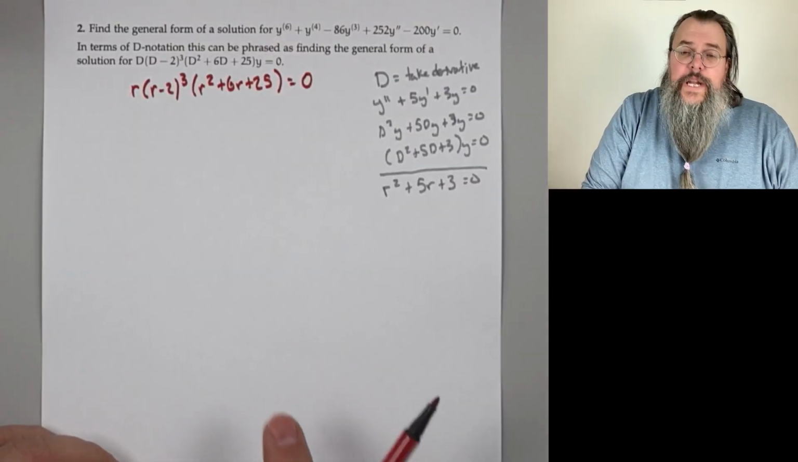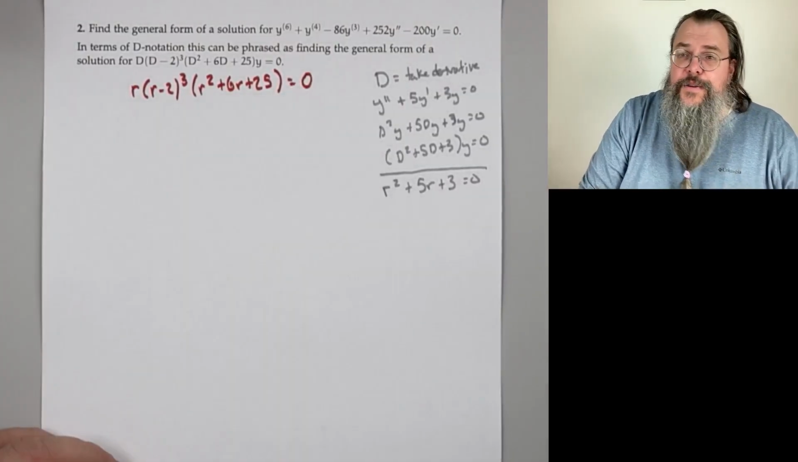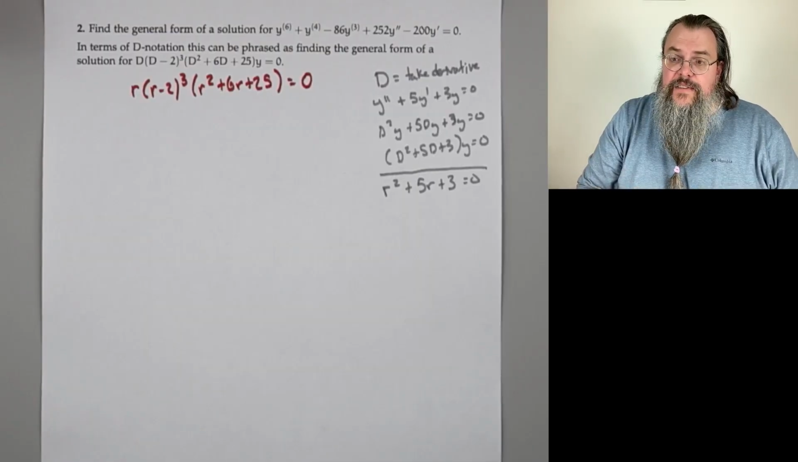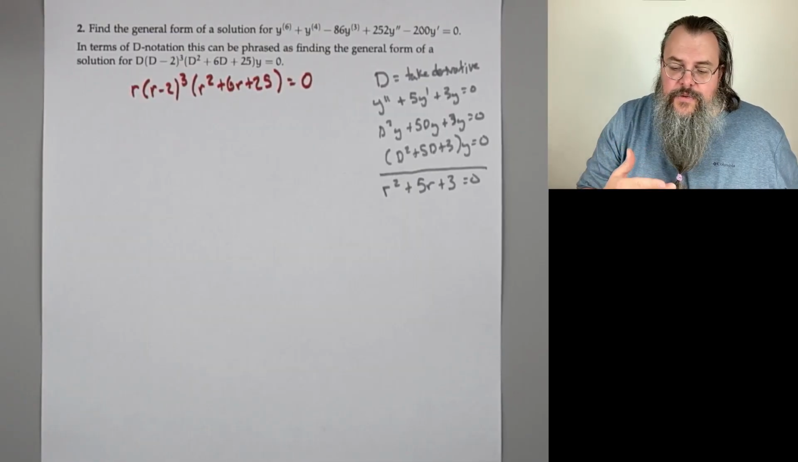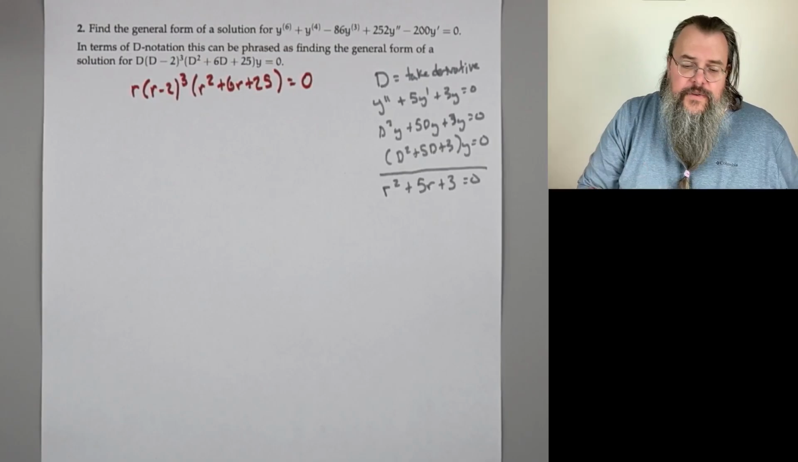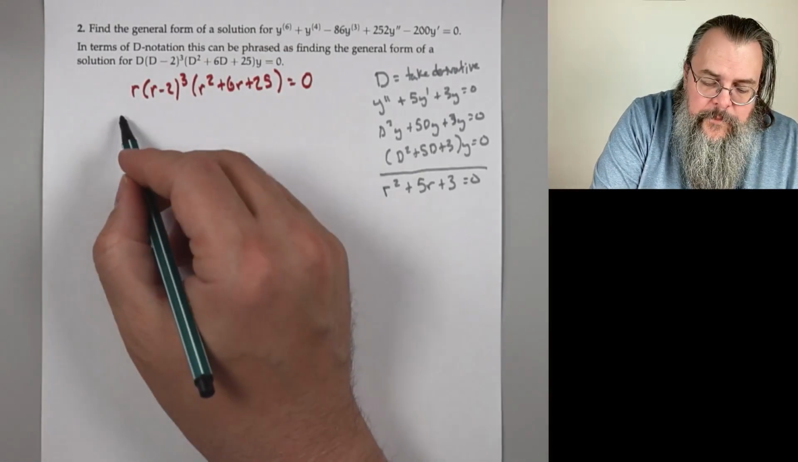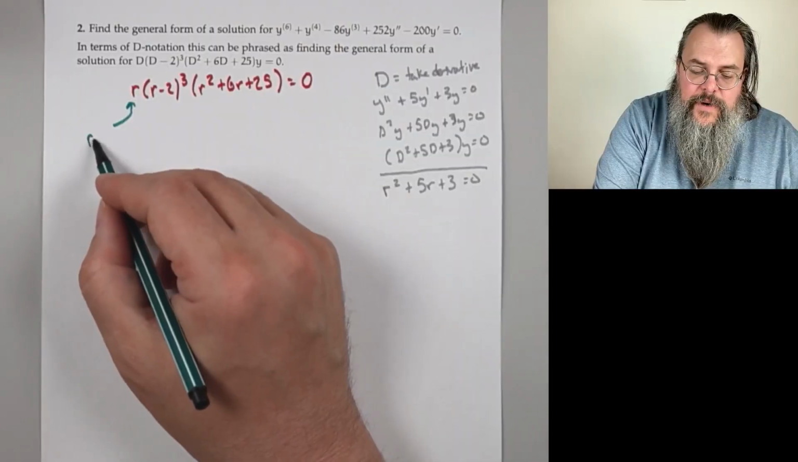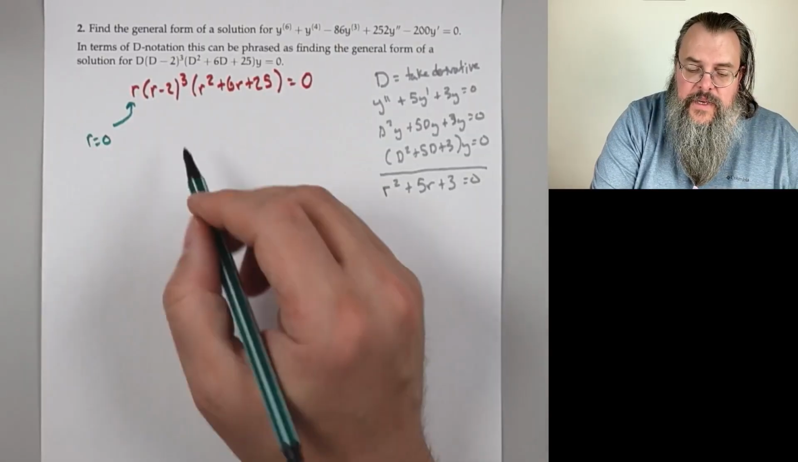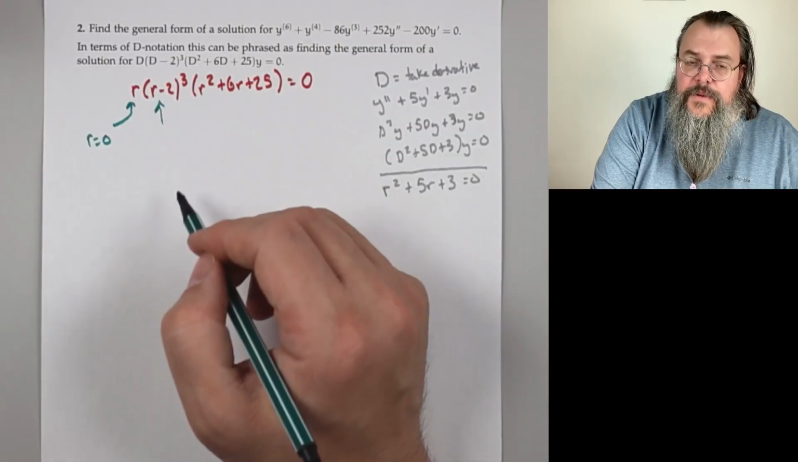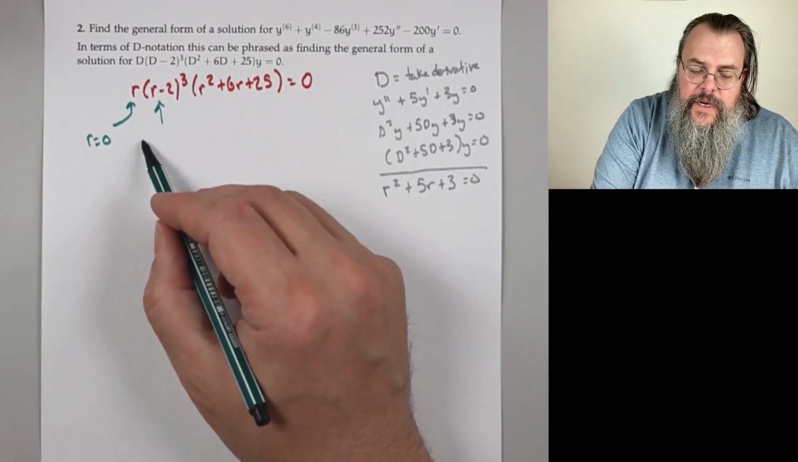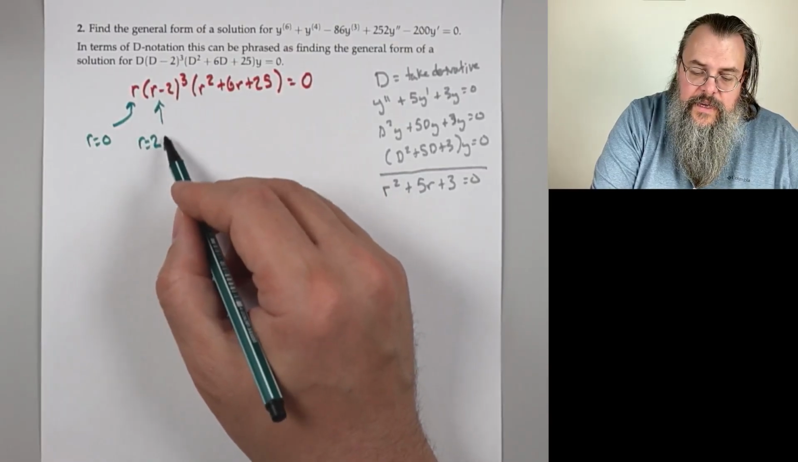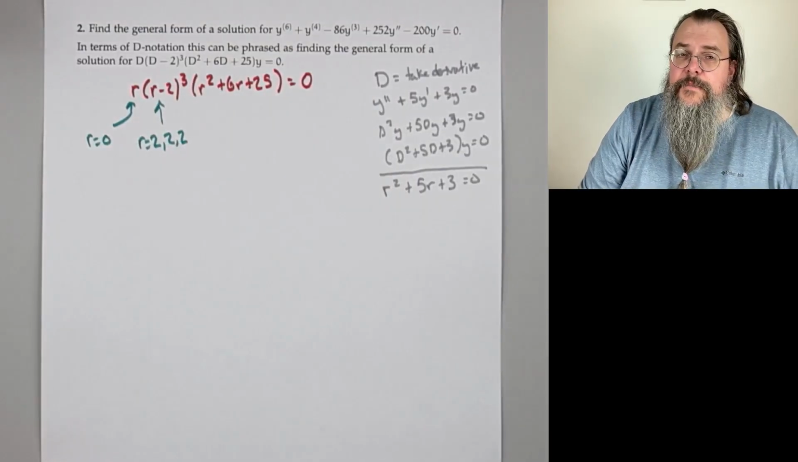So we need to find the roots of this polynomial. Now, some of the roots are pretty easy, and they're just sort of freebies. So let's talk about the freebies. First off, r. Well, that would correspond to r equals 0. How about r minus 2 cubed? Well, that would be r equals 2, but notice how we have that cubed. So that says we have repeated roots.